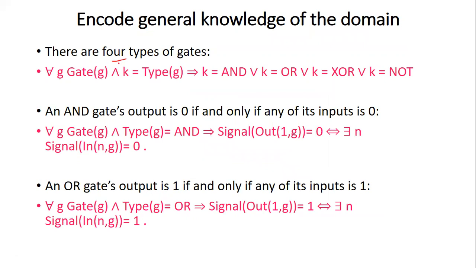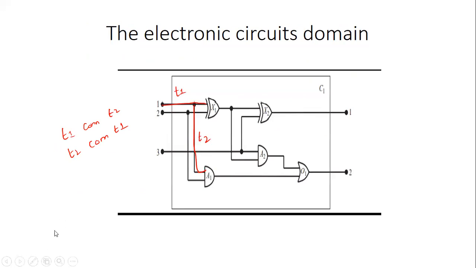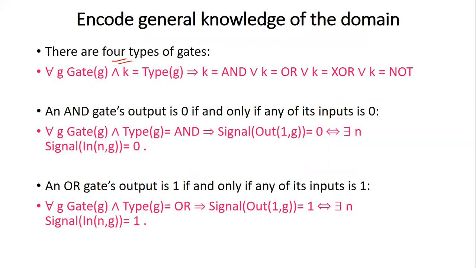Then there are 4 types of gates. So basically, in our circuit, what are the gates? We have XOR and an OR, but we are also including NOT. NOT also we will consider. So with NOT, there are 4 types of gate. So how do we represent that? That is represented something like this.